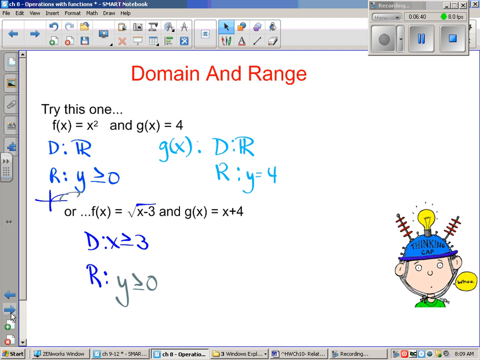Now I'd like for you, for g of x, I'd like you to find the domain and the range for tomorrow's class. Domain and range.